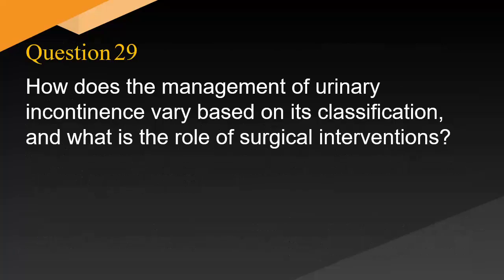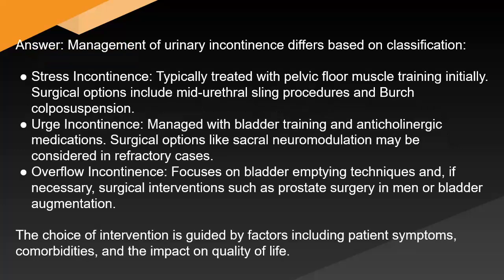How does the management of urinary incontinence vary based on its classification, and what is the role of surgical interventions? Answer. Management of urinary incontinence differs based on classification. Stress incontinence, typically treated with pelvic floor muscle training initially. Surgical options include midurethral sling procedures and Burch colposuspension. Urge incontinence, managed with bladder training and anticholinergic medications. Surgical options like sacral neuromodulation may be considered in refractory cases.